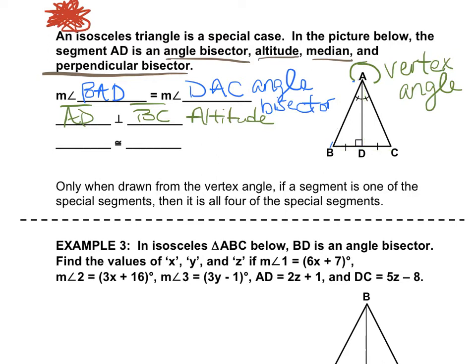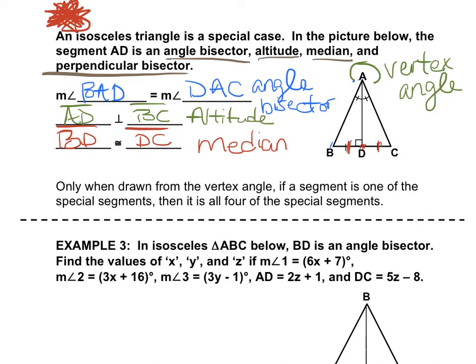Now, because this is a median, that means that D is the midpoint of this side, and that BD and DC are congruent.